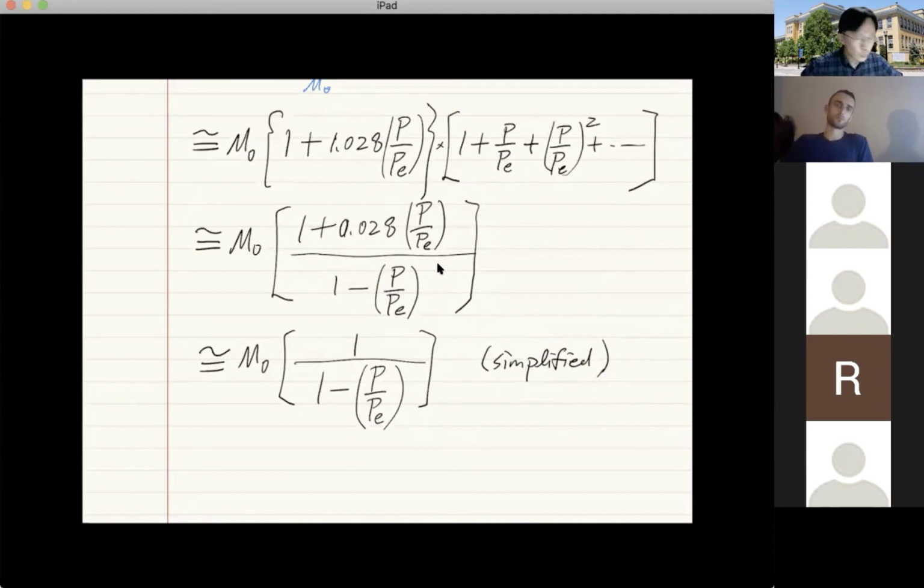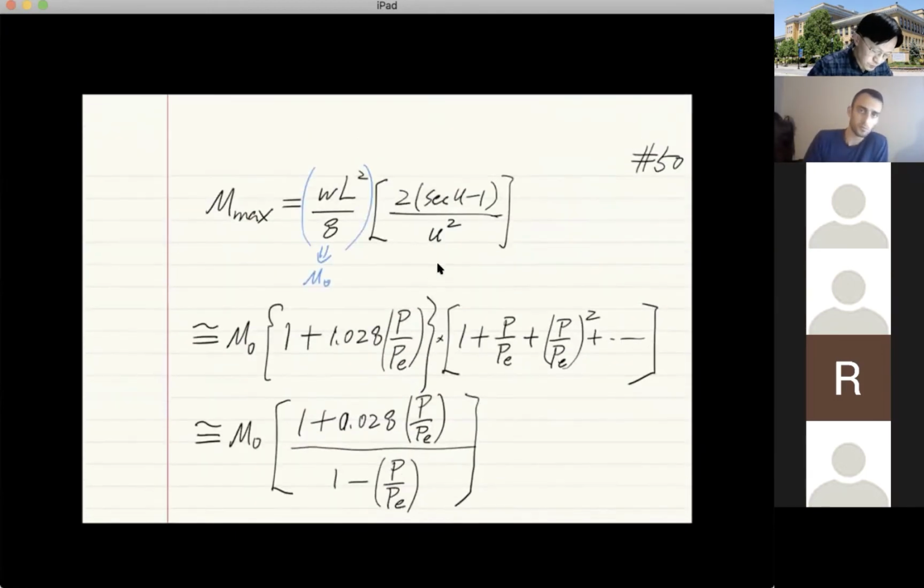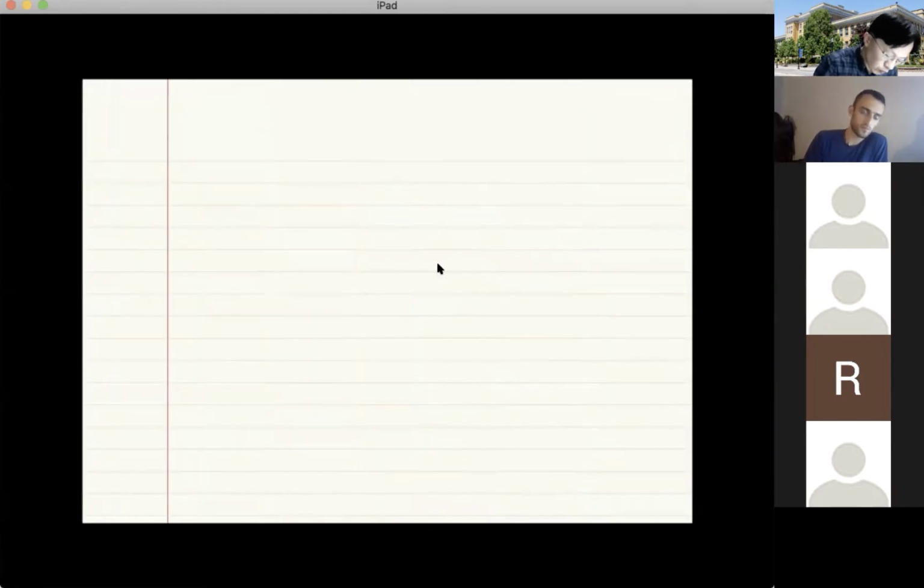So I think we can move to the next example. The next example we're going to consider is the case of end moments. So this will be page 51. Okay.